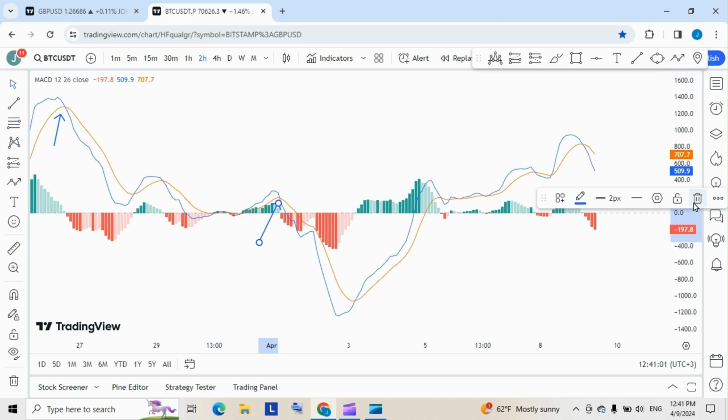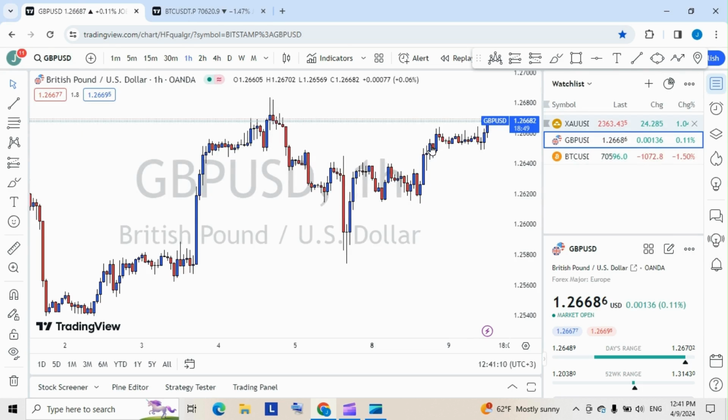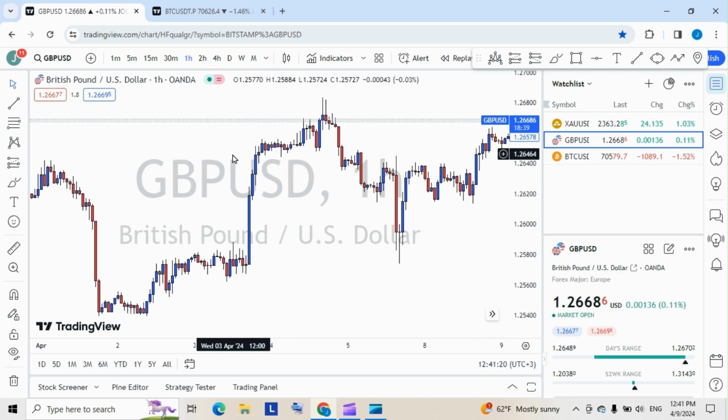Now let's go to the chart and see how to set up this MACD indicator. The platform I'm currently using is called TradingView. You can subscribe to the channel, and I'm going to do a complete tutorial on how to set it up. This is GBP USD, the Great British Pound against USD. This is the live market at the time of recording this tutorial.